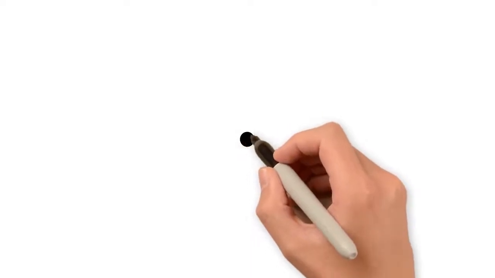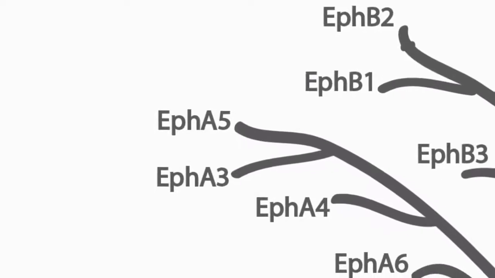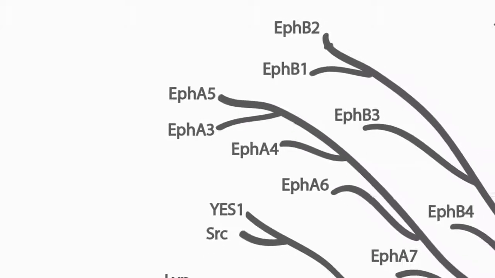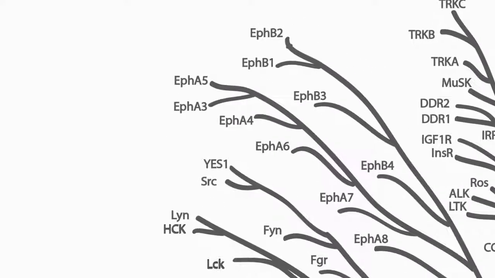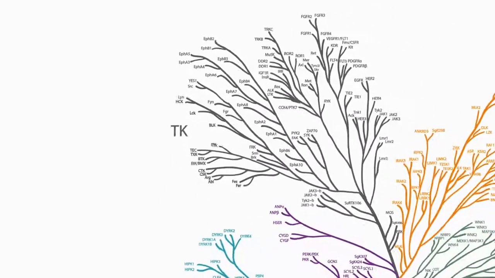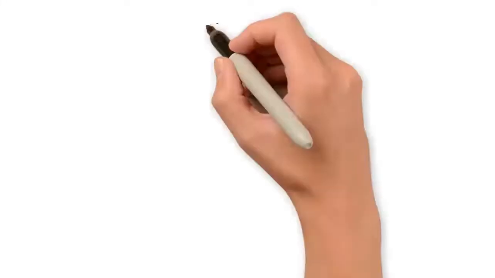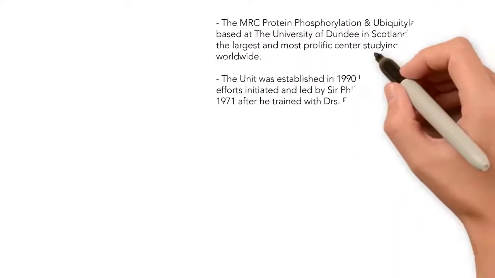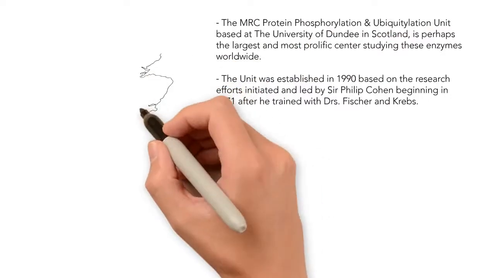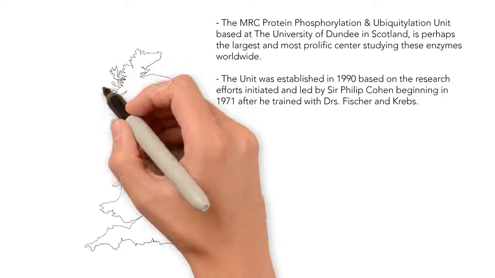This would be easy if there were just one kinase or phosphatase. But from that humble beginning, with the first kinase identified, more enzymes were discovered, until in 2002 a comprehensive catalogue of all human protein and lipid kinases and phosphatases was built, whereby we now know of over 500 human kinases and 140 phosphatases. The MRC protein phosphorylation and ubiquitylation unit, based at the University of Dundee in Scotland, is perhaps the largest and most prolific centre studying these enzymes worldwide.